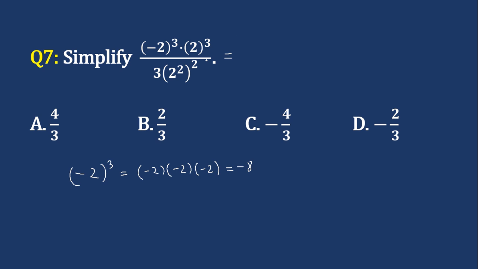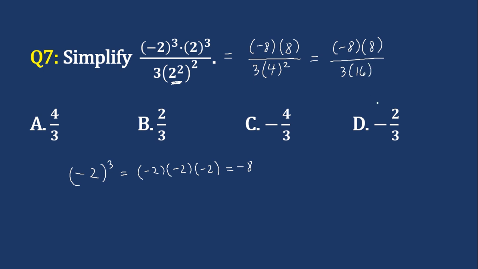So this fraction is the same as negative 8 times 2 raised to 3, that's positive 8, over 3 times. Now let's simplify 2 squared inside this one. 2 squared is 4. We still have an exponent of 2. And then 4 squared is 16. So we have negative 8 times 8 over 3 times 16.